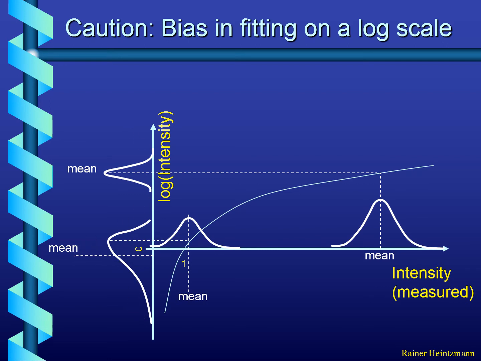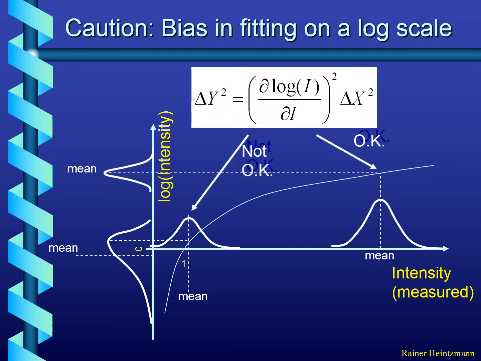So this is called a bias effect. Therefore, be careful. Try to avoid any nonlinear transformation when you're doing the fitting. And so mathematically, you can say in this range, it's pretty much okay because the derivative stays more or less constant of this curve. However, here it's pretty bad because it doesn't.